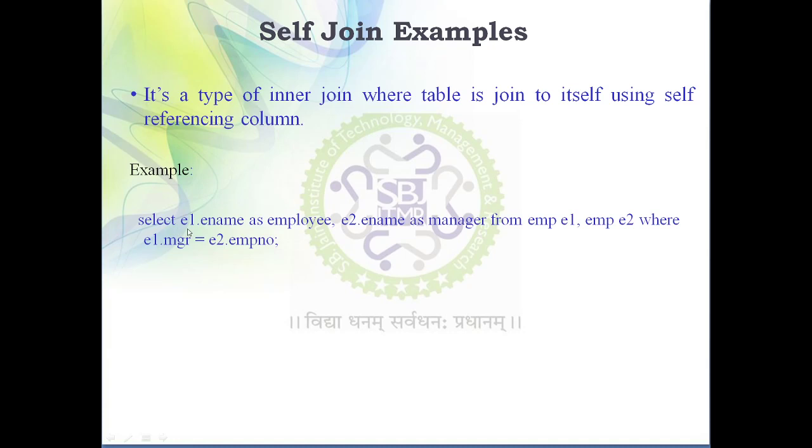I will explain this query while executing in live SQL. Select e1.ename as employee, this is again an alias, e2.ename as manager from employee e1, employee e2, where e1.manager equals e2.employee number. So it will return me the list of employee names along with their manager. How that query will work and what output we will get, I will explain with the help of live SQL.